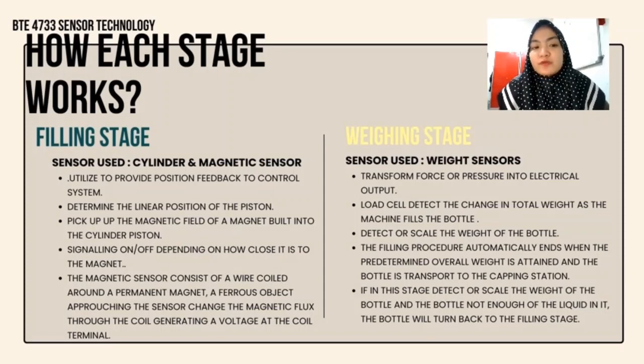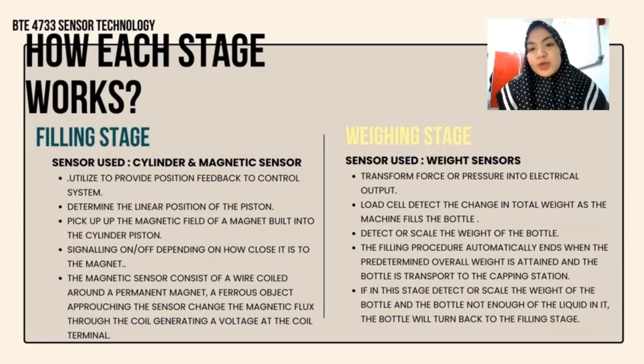The way this sensor works is that the magnetic sensor consists of a wire coil around a permanent magnet. So when an object approaches the sensor, it changes the magnetic flux through the coil, generating a voltage at the coil terminal.